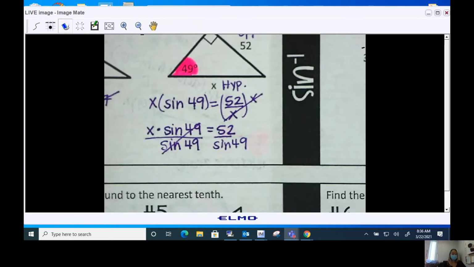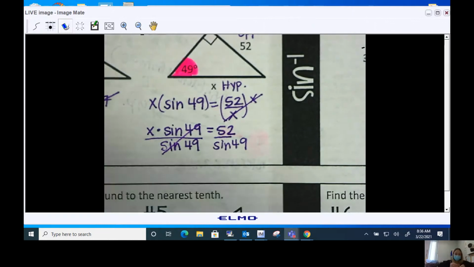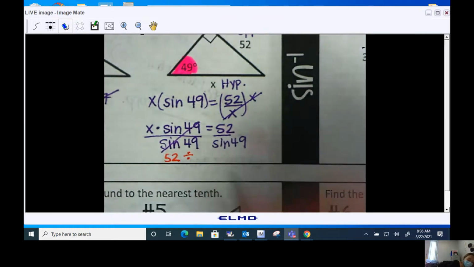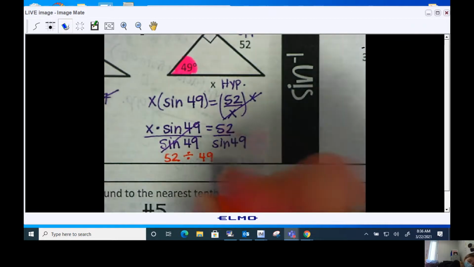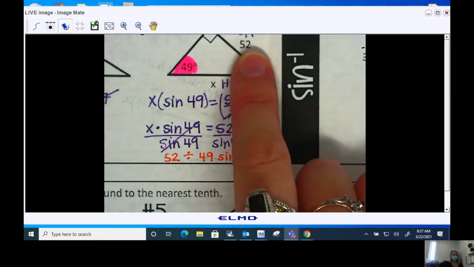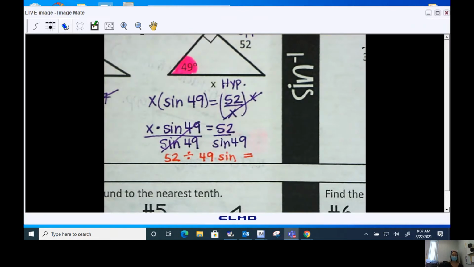All right, so here's the order you're going to put it into your calculator. So everybody grab your calculator or your phone, whatever you're using. You're going to do 52. So everybody put that in first. Then you're going to push divided by. You're going to push the 49. Then you're going to push sine. And then you'll push equals. So that's the order you're pushing: 52 divided by 49 sine equals. And you should get something close to the 52. What do you get for your x value? 68.9. Did everybody get that? Beautiful. So your answer is 68.9.